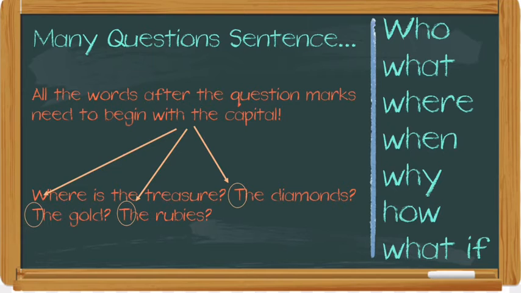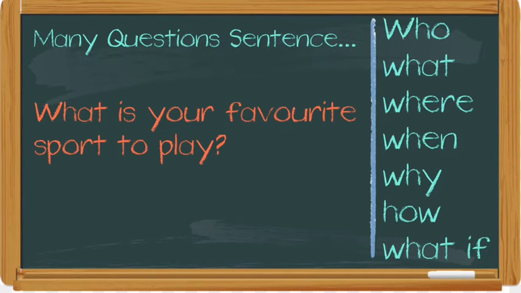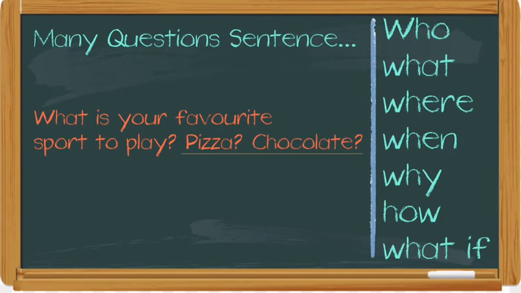Let's have a look at this one here. So I've got my leading question: what is your favourite sport to play? The 2 questions that I have put on the end afterwards don't work because they don't link to the original question. What is your favourite sport to play? Pizza, chocolate? They don't work because obviously those 2 things are not sports, so we have to rethink what we would write there. Netball, hockey.